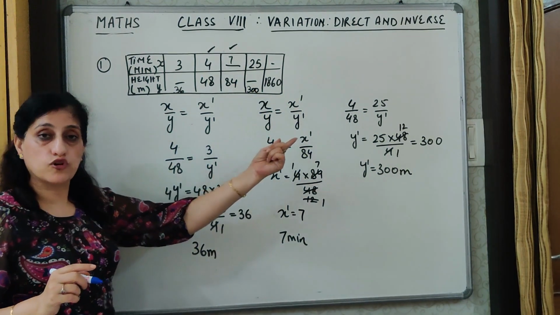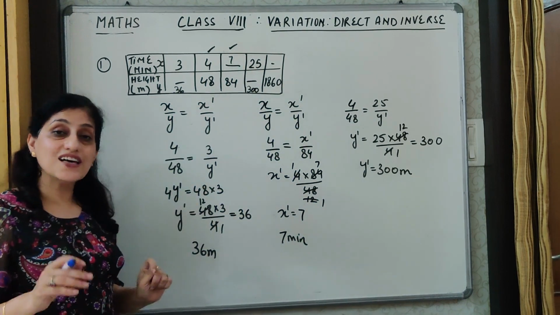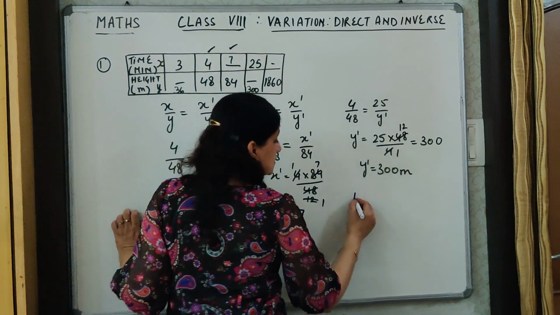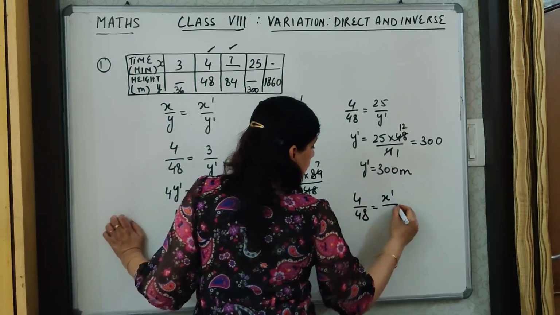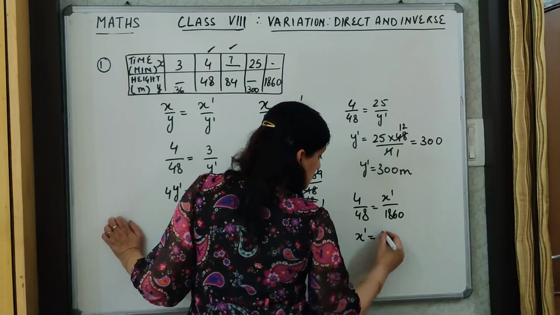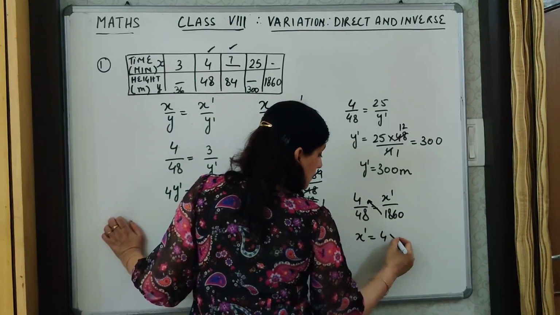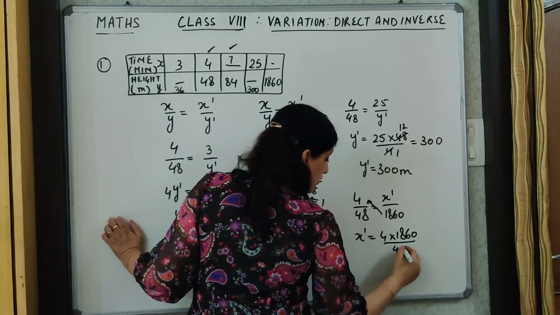Same way we will solve for the last blank also, and we will use the same x upon y is equal to x dash upon y dash, with y dash as 1860. X dash is equal to 4 into 1860 upon 48.